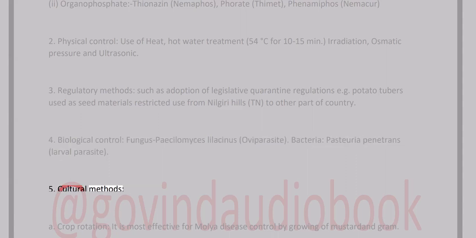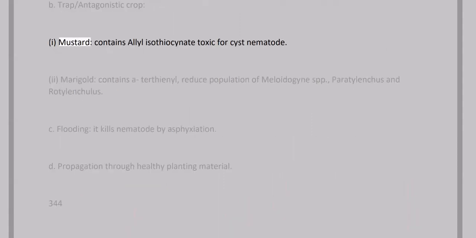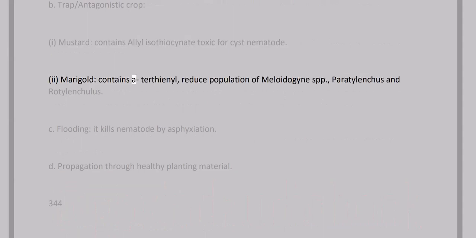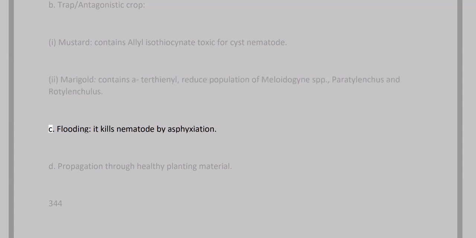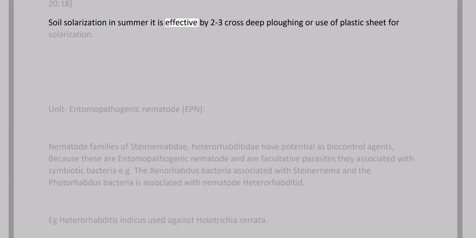5. Cultural methods. A. Crop rotation is most effective for molya disease control by growing mustard and gram. B. Trap and antagonistic crops: 1. Mustard contains allyl isothiocyanate, toxic for cyst nematode. 2. Marigold contains alpha-terthienyl, which reduced the population of Meloidogyne spp., Pratylenchus and Radopholus. C. Flooding kills nematodes by asphyxiation. D. Propagation through healthy planting material. E. Soil solarization in summer is effective, using deep plowing or a plastic sheet for solarization.